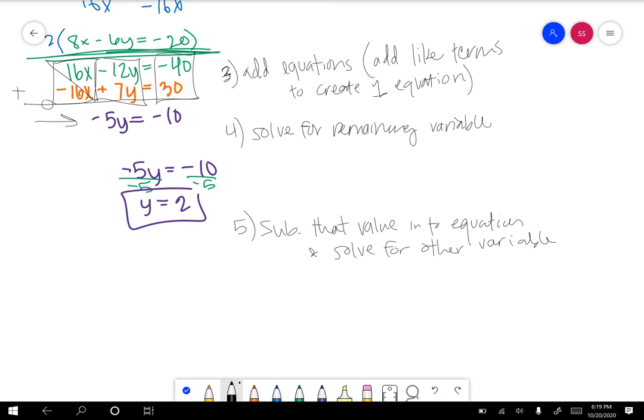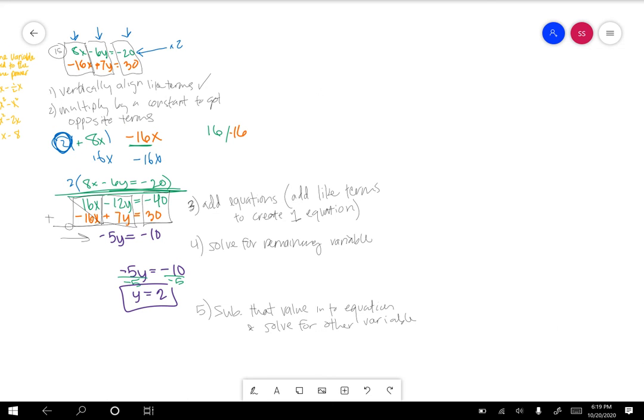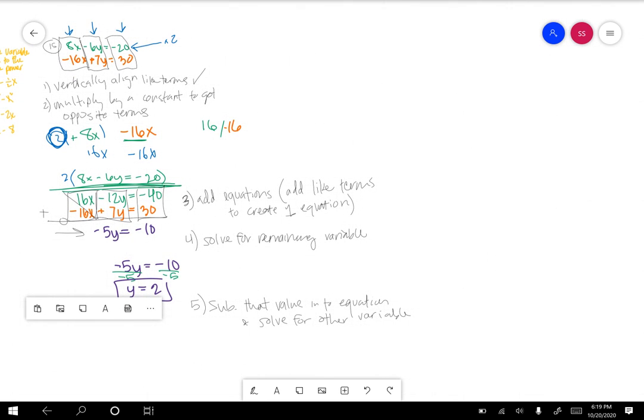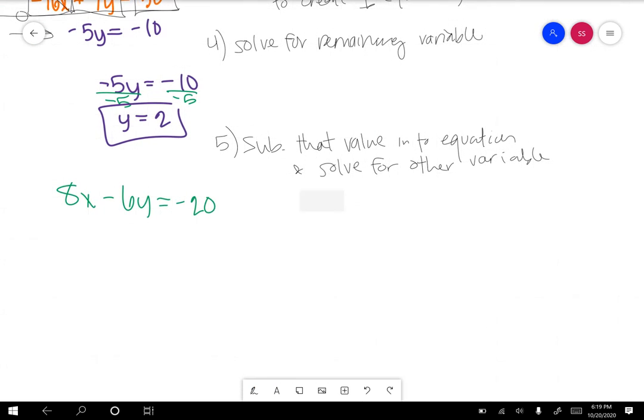So we know that y equals 2. You can choose either of the equations that we started with, not the manipulated one, but the original equations, these ones right here, to substitute 2 in for y and solve for x. Either one's totally fine. I'm going to choose the green equation: 8x minus 6y equals negative 20. So there is our original equation.